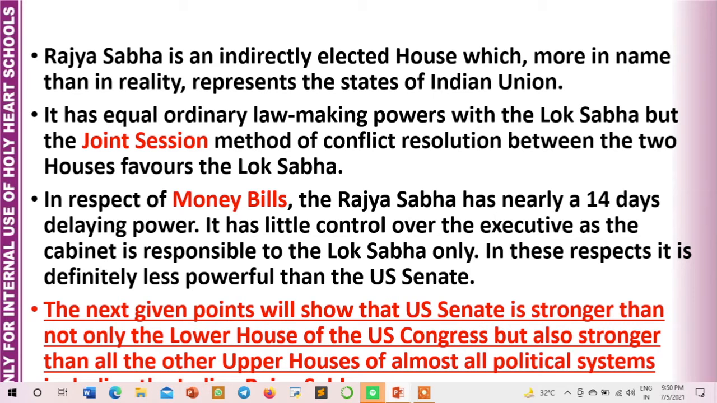In respect of money bills, the Rajya Sabha has nearly a 14 days delaying power. It has little control over the executive as the cabinet is responsible to the Lok Sabha only. In these respects, it is definitely less powerful than the US Senate. As I told you, the US Senate is the most powerful upper house of the world. But the Indian Rajya Sabha is not so powerful, even if we compare it with the Indian Lok Sabha only.